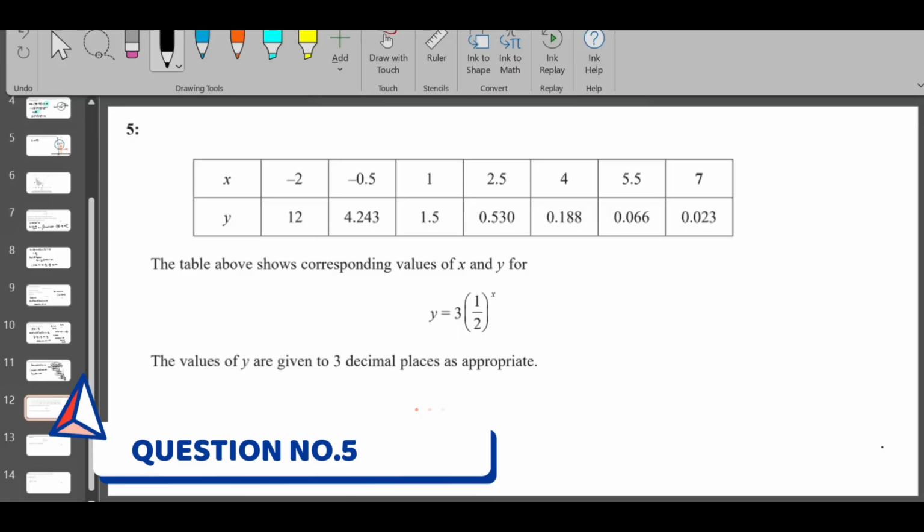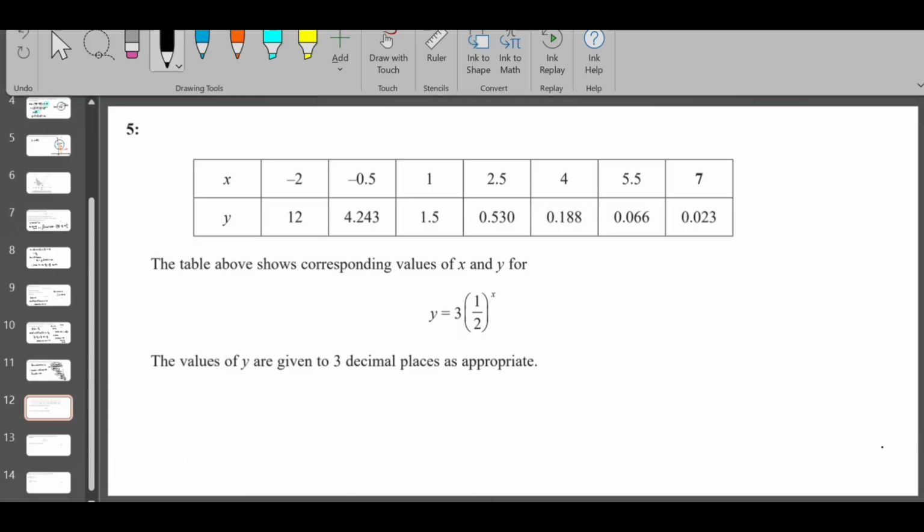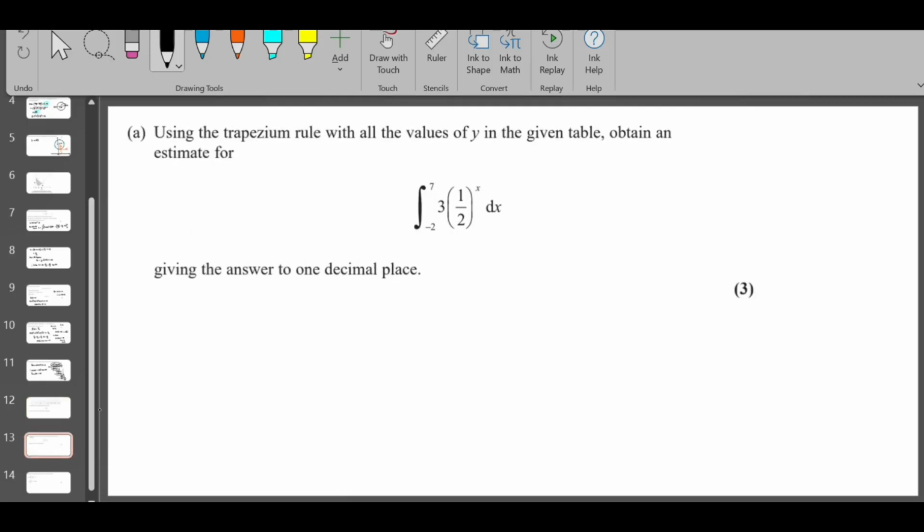Question number 5. The table above shows corresponding values of x and y for this function. The values are given to 3 decimal places. Okay, fine. Using the trapezium rule, with all the values of y in the table, obtain an estimation for this: integral from minus 2 to 7 of 3 times half power x dx. They want us to calculate this using the trapezium rule.